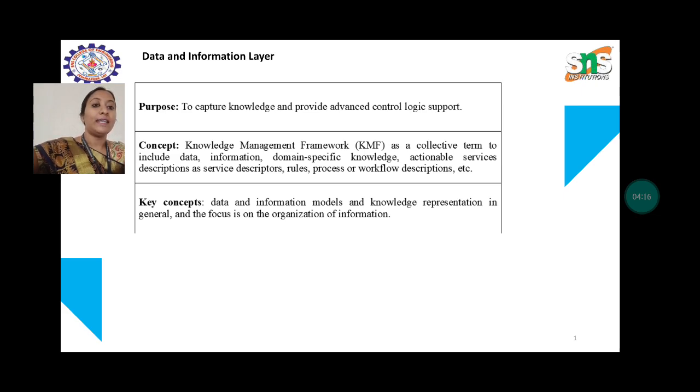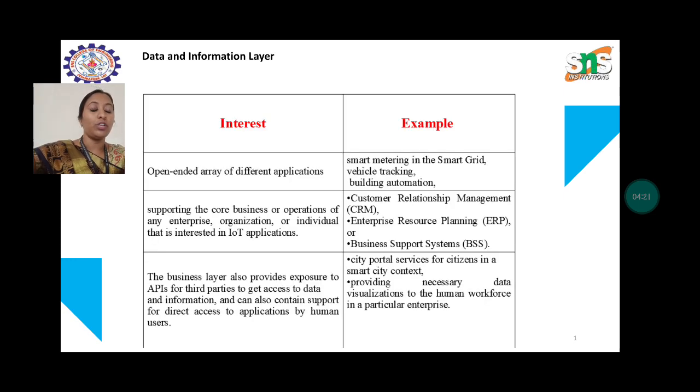So the key concepts are data and information models in the knowledge representation as general, and focus on the organization of information. Coming to the data and information layer, it also consists of interesting examples. Open-ended array of different applications, smart monitoring in smart grid, vehicle tracking, building automation, and supporting the core business and operation of any enterprise organization or individual that are interested in IoT applications. Customer relationship management CRM, enterprise resource planning ERP, and business support systems.